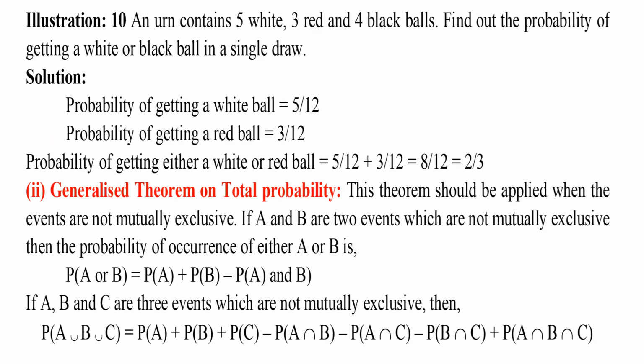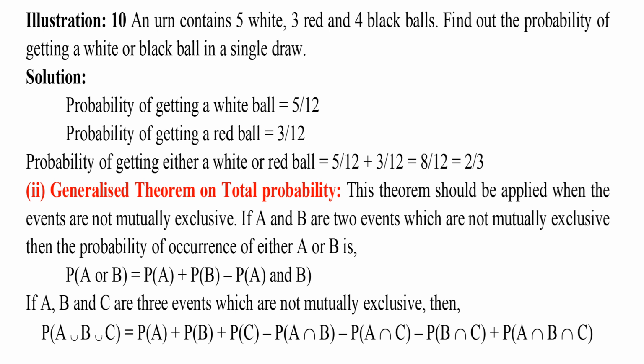Illustration 10. An urn contains 5 white, 3 red and 4 black balls. Find out the probability of getting a white or black ball in a single draw. Solution. Probability of getting a white ball equals 5/12. Probability of getting a red ball equals 3/12. Probability of getting either a white or red ball equals 5/12 plus 3/12 equals 8/12 equals 2/3.